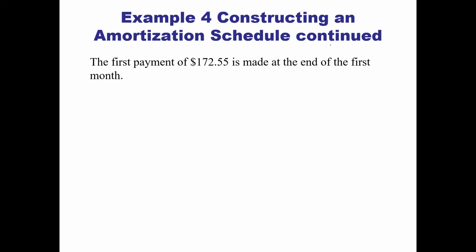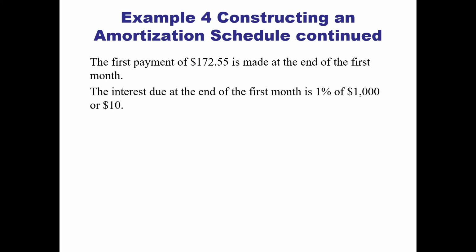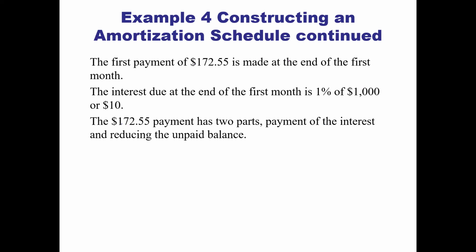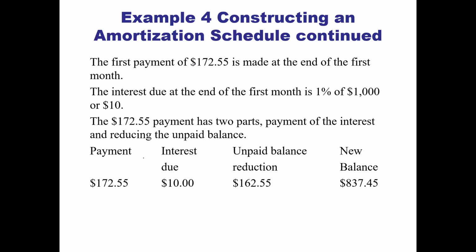So the first payment of 172.55 is made at the end of that first month. The interest due at the end of the first month is basically 1% of what your balance was, which is, we borrowed 1,000, so 1% of that is $10. And so our 172.55 has two parts, payment of the interest and reducing the unpaid balance. The payment is 172.55. We know we have to pay that much. That's guaranteed. And so we subtract the interest, and that's the unpaid balance reduction, basically. We take 1,000 minus that and we get our 837.45, which is our new balance. So that's line one of our amortization schedule.